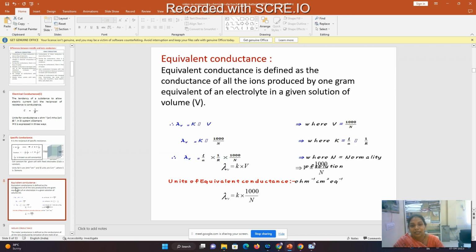Next, equivalent conductance. Equivalent conductance is defined as the conductance of all the ions produced by 1 gram equivalent of an electrolyte in a given solution of volume V. That is, lambda V equals K V, where we know that V equals 1000 by N. If you substitute that value in the equation, lambda V equals K into 1000 by N. We already know that K, the specific conductance, is L by A into 1 by R. If you substitute that value in the equation, finally the equation will change to lambda V equals K V. The units for the equivalent conductance are ohm inverse centimeter square equivalent inverse.